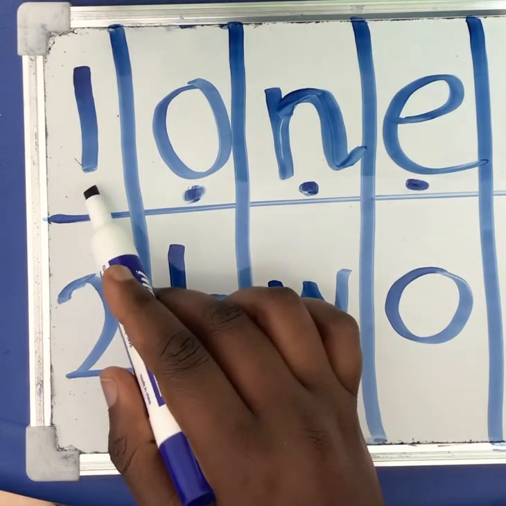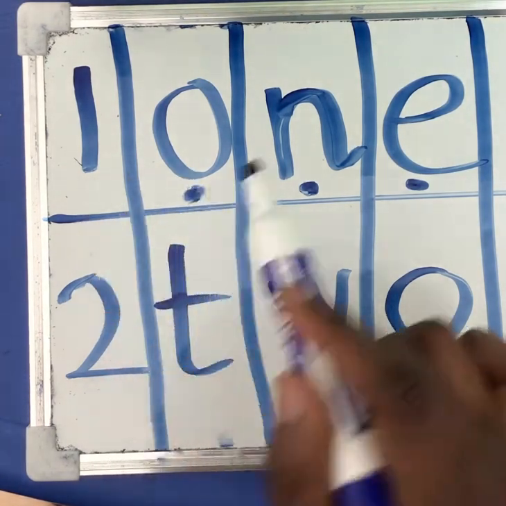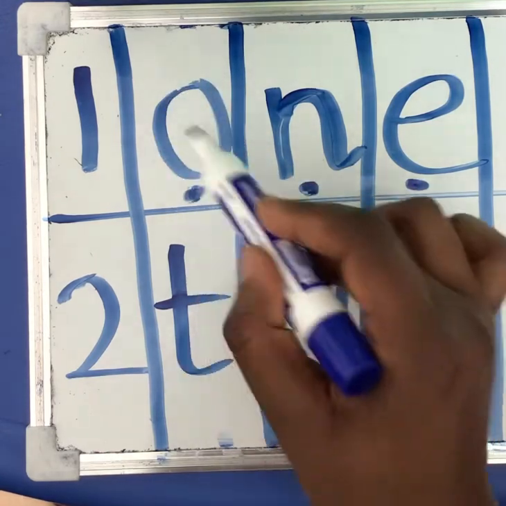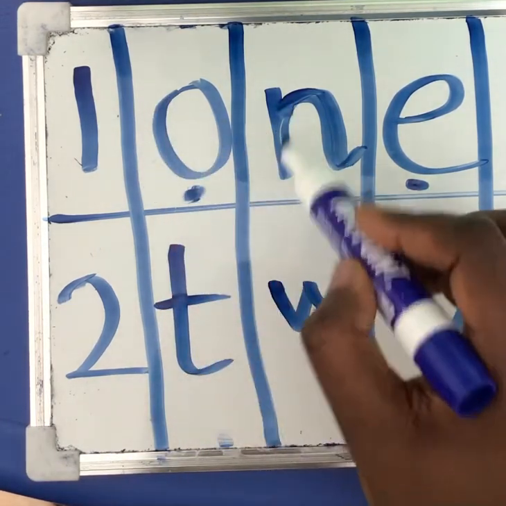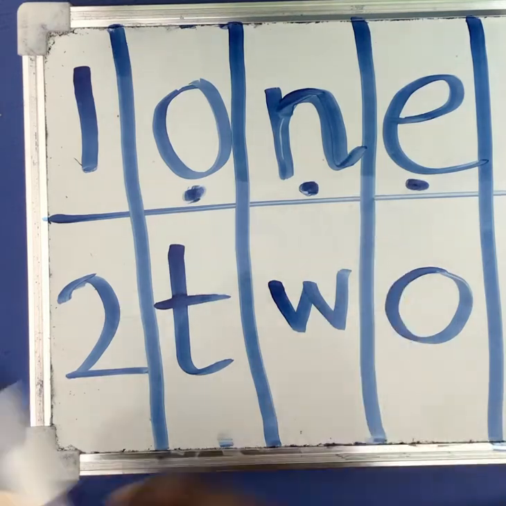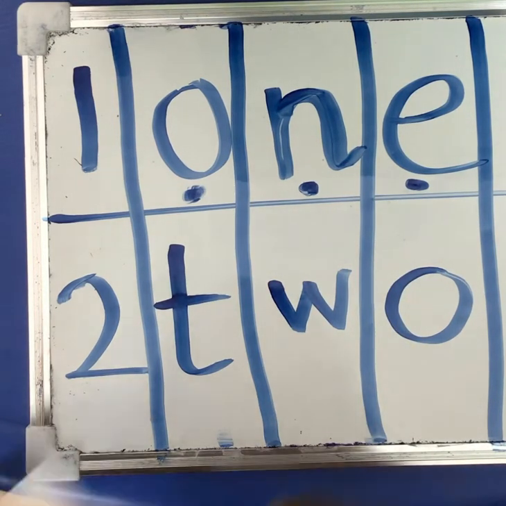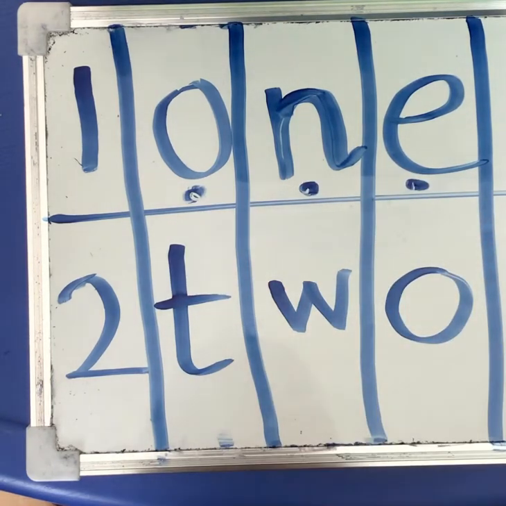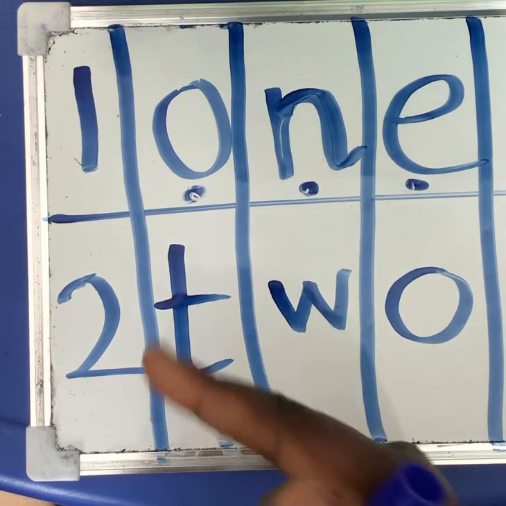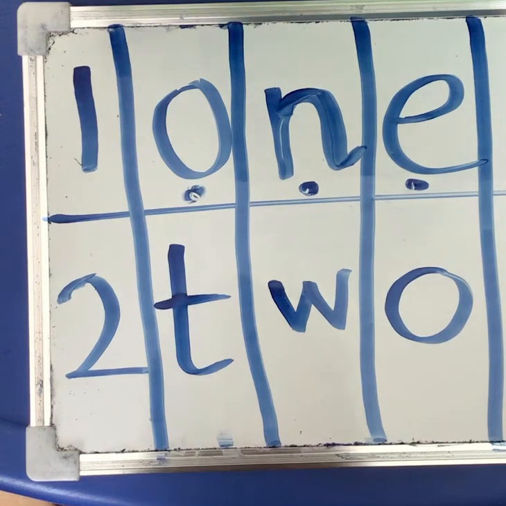So this is the number 1, and when writing the number name 1, we write it as O, N, E. Repeat after me. O, N, E, 1. Again, O, N, E, 1. Good job. Can you do it one more time? O, N, E, 1. Very good. Okay.